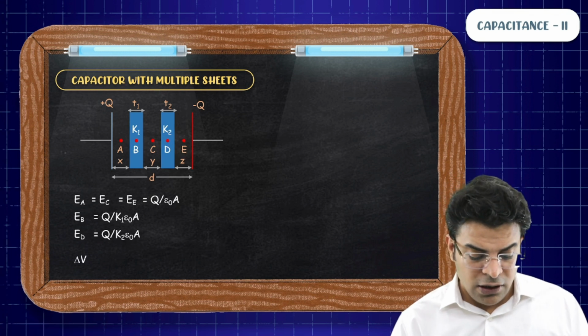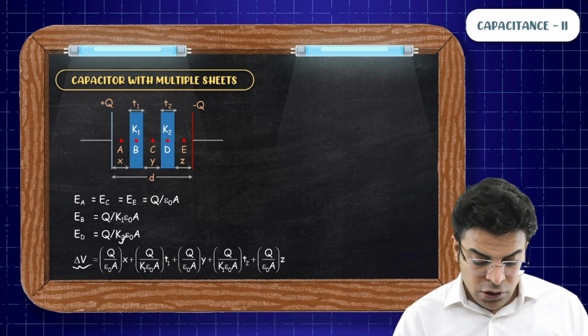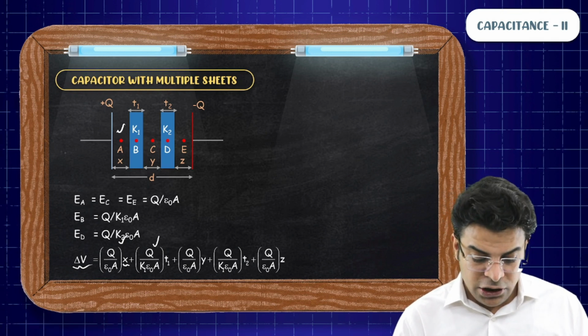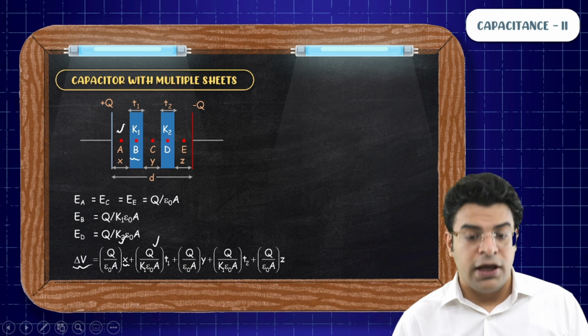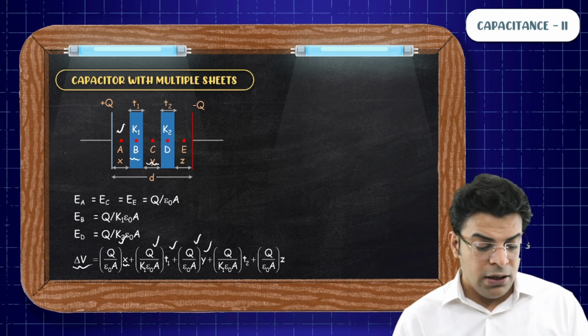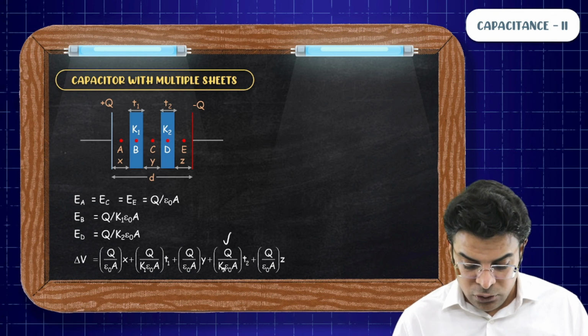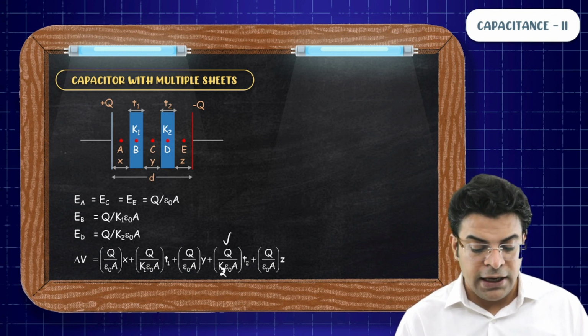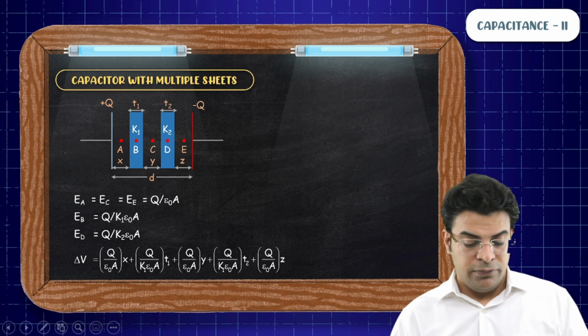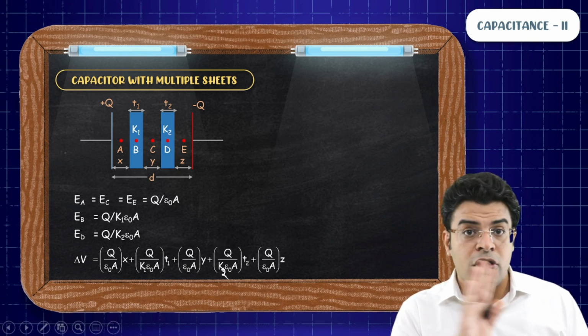So you will say that the overall potential drop will be Q upon epsilon naught A, the electric field here, multiplied by thickness X, plus Q upon K1 epsilon naught A into T1, plus Q upon epsilon naught A into Y, plus Q upon K2 epsilon naught A into T2, plus Q upon epsilon naught A into Z. So this is how you can write the overall potential drop.